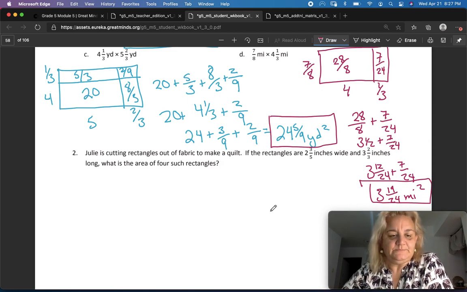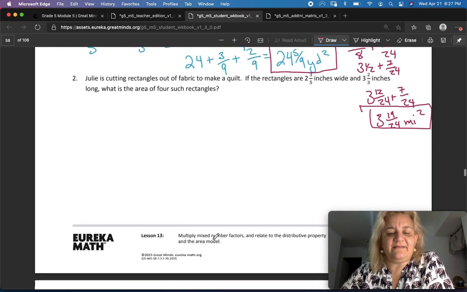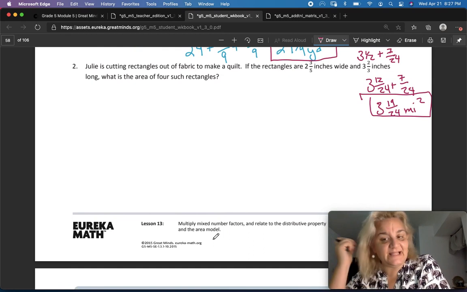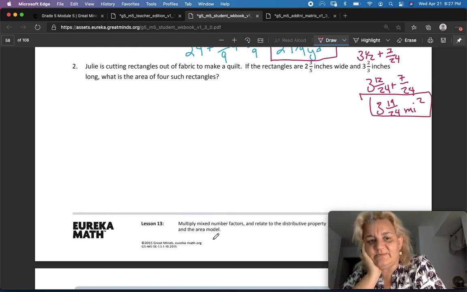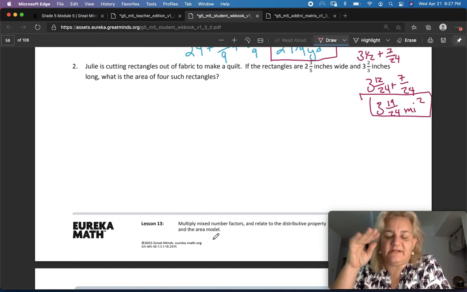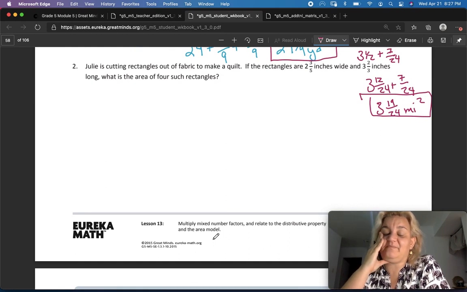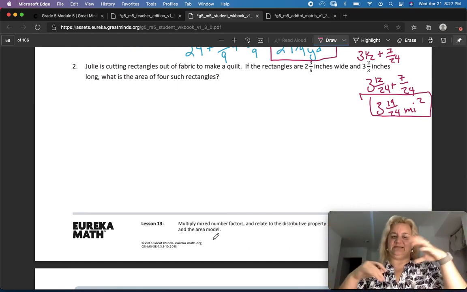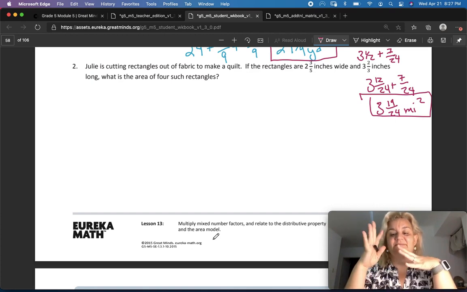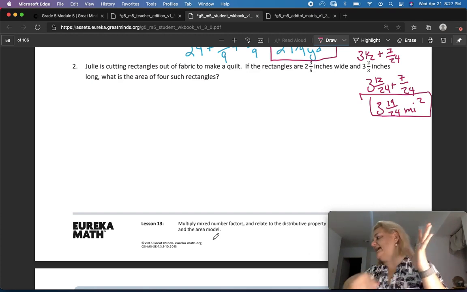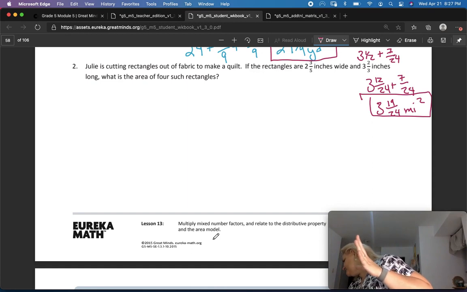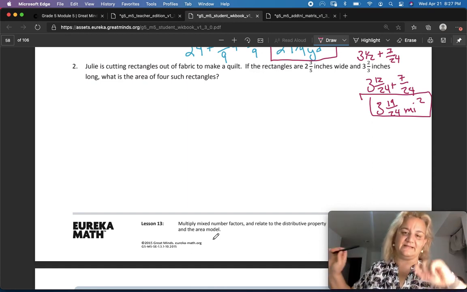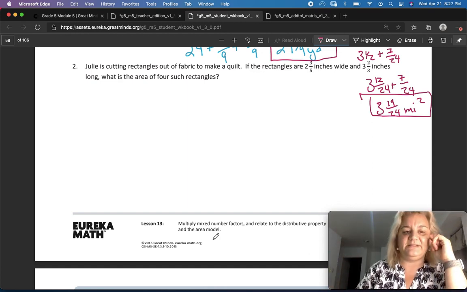Number 2, Julie's cutting rectangles out of fabric to make a quilt. I like to make quilts. I made a quilt for my cousin for his wedding, and I used all these pretty colors. It was fun. Now, when you make a quilt, which is a big blanket made up of little pieces, you have to be really careful because sometimes the pieces get a little angly. Actually, well, I won't get too distracted. I do have some quilt patches I could show you.